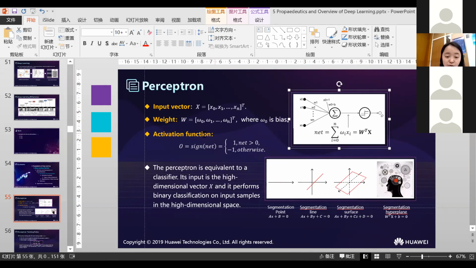Here we use an activation function. This activation function is a sign function. That means if the input is larger than 0, the output will be 1. Otherwise, the output will be -1. So that is the activation function.